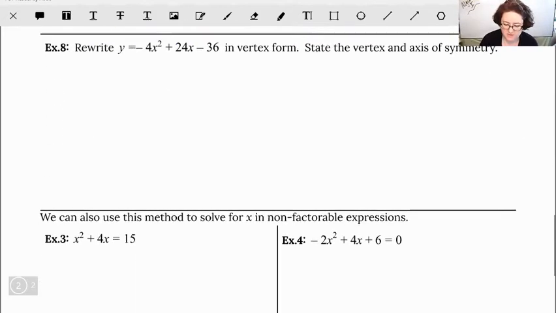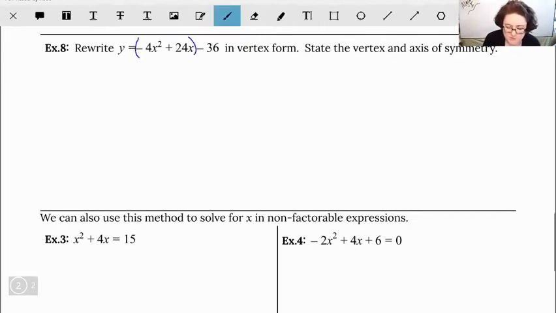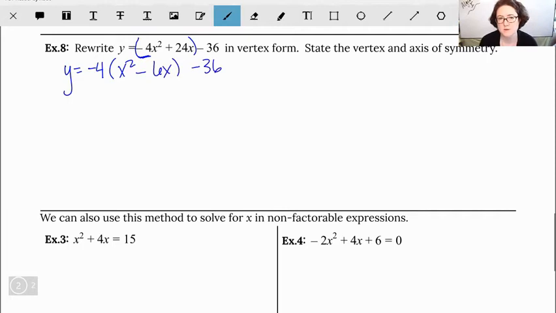Just like the previous one, everything's in order, so I don't have to rearrange, but I do need to consider my first 2 terms, and I've got that a value to factor out. So this is going to be factoring out that negative 4. Again, don't take the x with it. Just the negative 4, that'll give me an x squared minus 6x, negative 36 sitting on the end by itself. B over 2 squared is going to be negative 6 over 2 squared, aka negative 3. And negative 3 squared is 9.